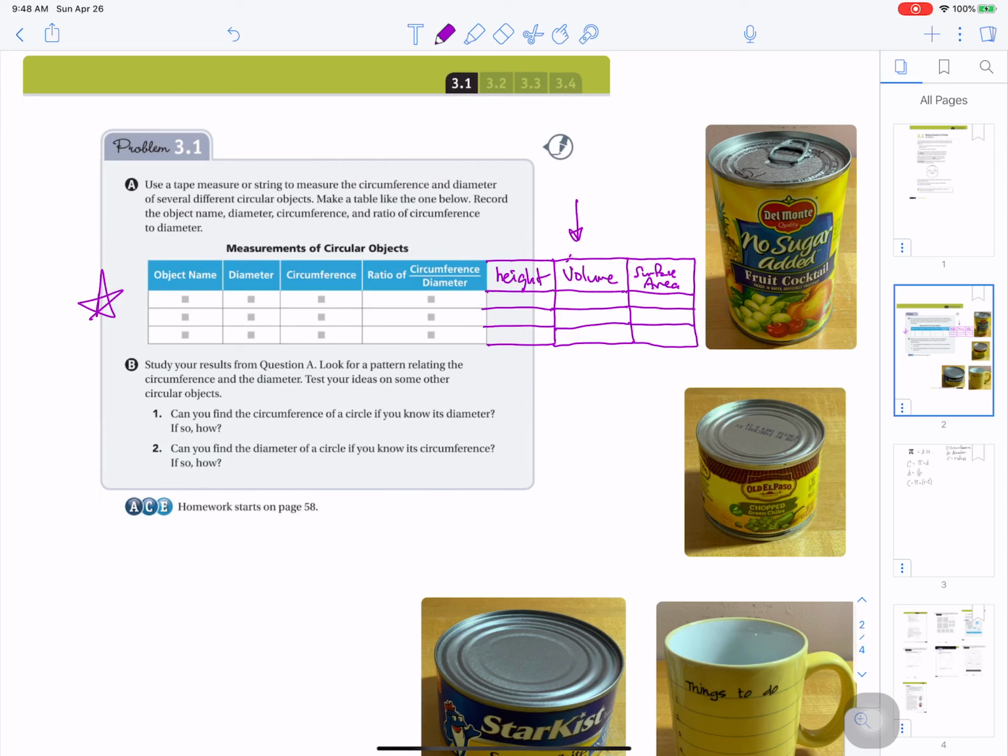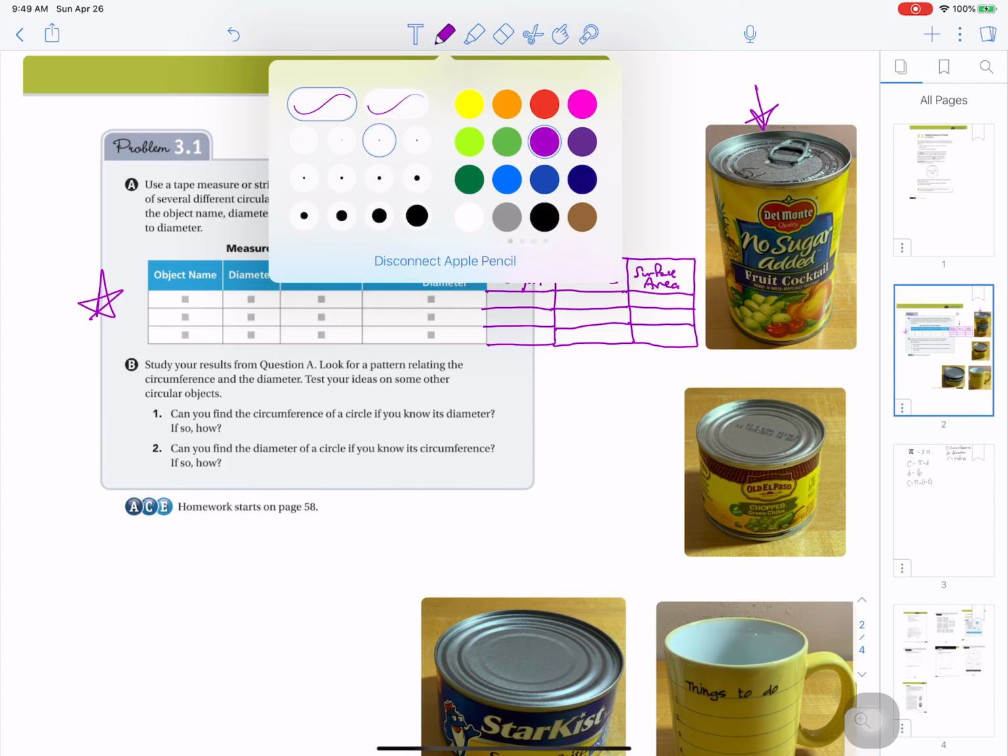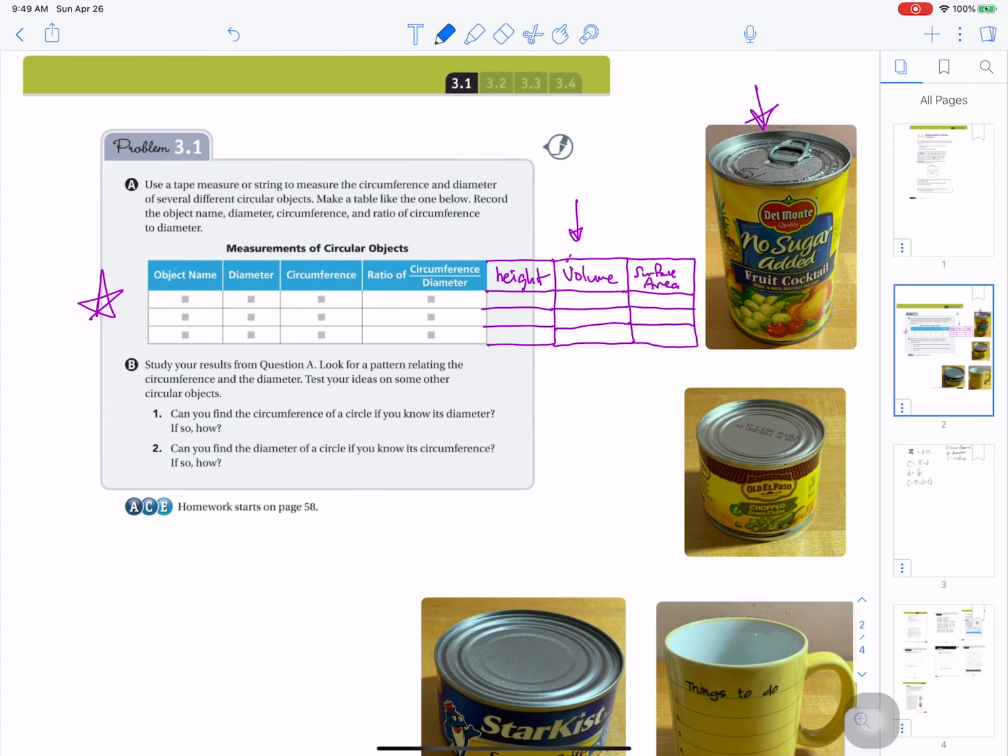All right, so let me talk about my fruit here, my fruit cup. So you're going to put your object here. I want you to make pictures like I did of each of these objects so that I can see exactly what you measured. The diameter of my fruit cup is 7.5 centimeters. I'm going to put centimeters down here. The circumference that I measured was 23.5 centimeters.